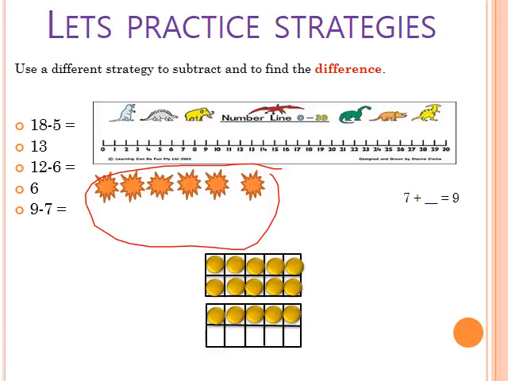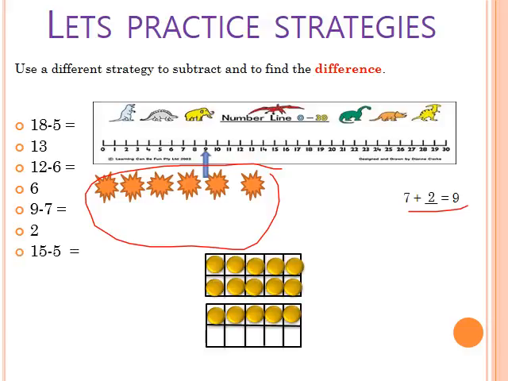Now, we can use addition. 7 plus 9 and count up. We use the number line to count up, and we see that 2 plus 7 equals 9. So 9 minus 7 is going to be 2.